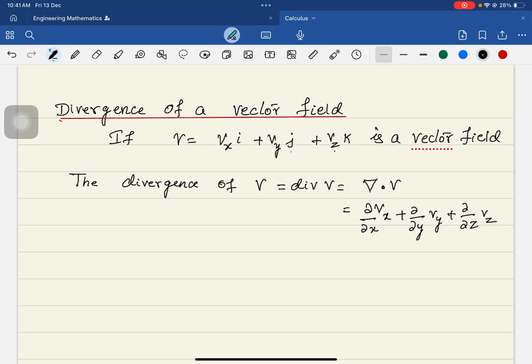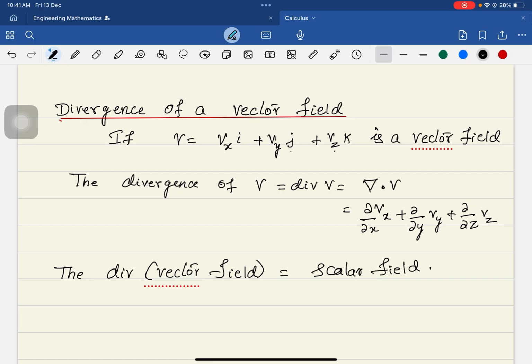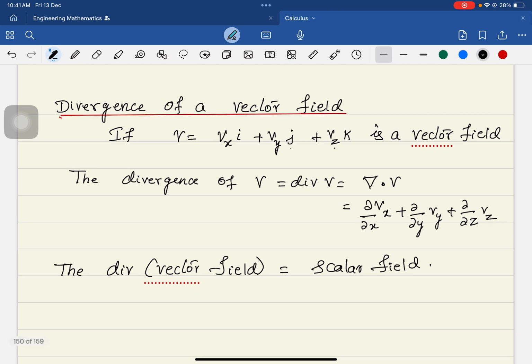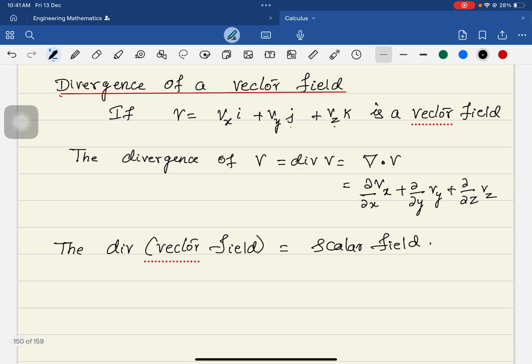So it is very clear that when you perform the divergence of the vector field, you do the dot product and we get a scalar, correct? So the divergence of a vector field is always a scalar field. This is called the scalar field, the divergence.